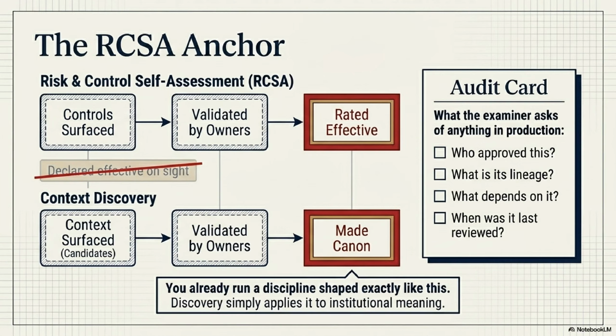You already run a discipline shaped exactly like it, the Risk and Control Self-Assessment, the RCSA. An RCSA surfaces the controls a business relies on so they can be validated, tested, challenged, rated. It does not declare them effective on sight just because someone listed them. Discovery is the same move for context. It surfaces definitions and procedures as candidates for validation, never as facts because the AI proposed them. And it sets up the questions an examiner will ask of anything you put in production. Who approved this? What's its lineage? What depends on it? When was it last reviewed?